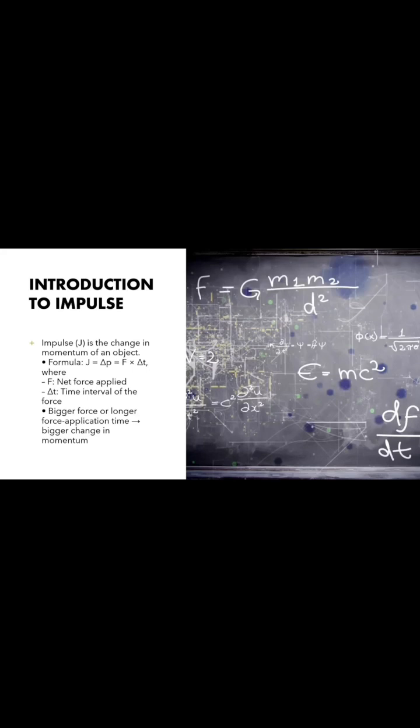Impulse is the change in momentum. If an object's momentum changes, the change is directly related to the force applied and the time interval over which it acts. In simple terms, we say impulse equals force times the time interval. J equals F delta T. It also equals the change in momentum, delta P. This means applying a big force briefly can have the same effect as applying a moderate force over a longer period, as long as the total impulse is the same.